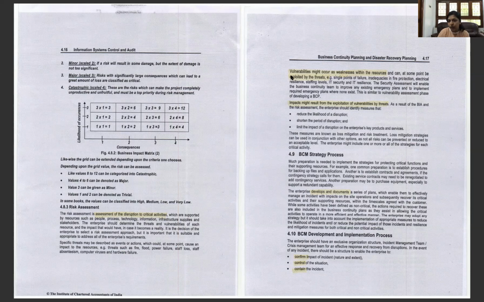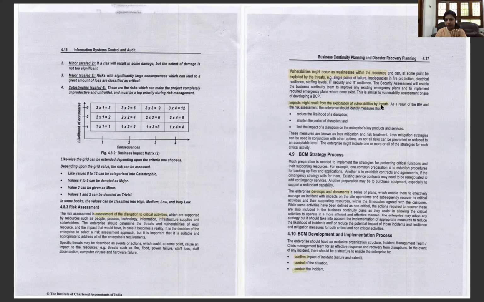So how do we do that? We have two terms here: vulnerabilities, threats, and other impacts. Okay, vulnerabilities. What's a vulnerability? A vulnerability might occur as a weakness within our resources. So vulnerabilities exist because they are subject to some inherent weakness. They are making themselves vulnerable. Okay, and impact might result from the exploitation of vulnerabilities by a threat.